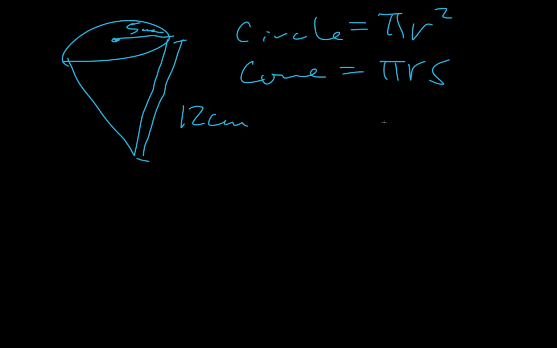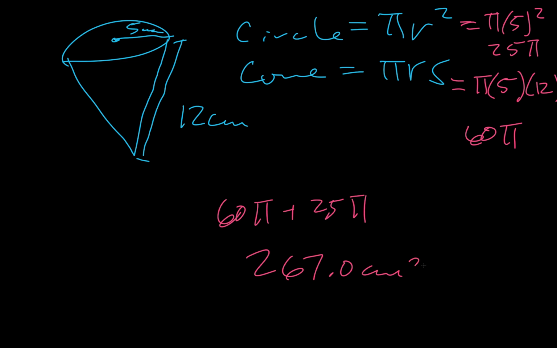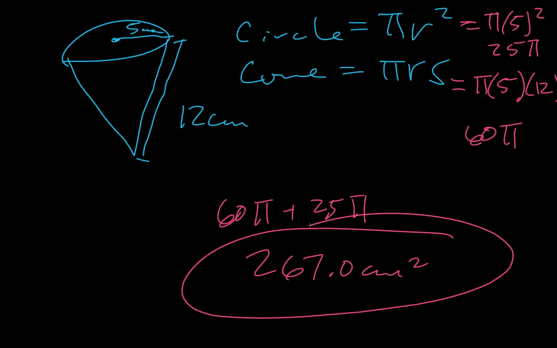Okay, so after that we just plug in some numbers. So this is going to be pi times 5 squared, or 25 pi. And then this is going to be pi times 5 times 12, or 60 pi. So if we add those together, 60 pi plus 25 pi, and then plug that into a calculator, we get 267.0 centimeters squared. So 267 centimeters squared.